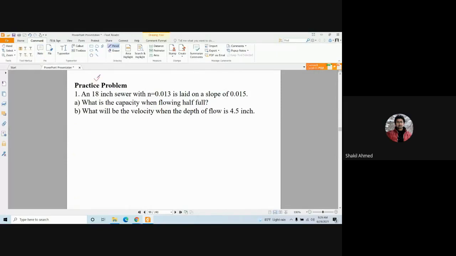So another practice problem: an 18-inch sewer with n equals 0.013 is laid on a slope of 0.015. It means this is the sewer, and D equals 18 inch, n equals 0.013, slope equals 0.015. What is the capacity when flowing half full?